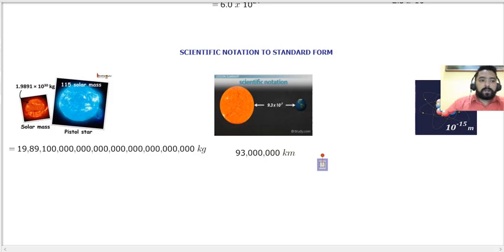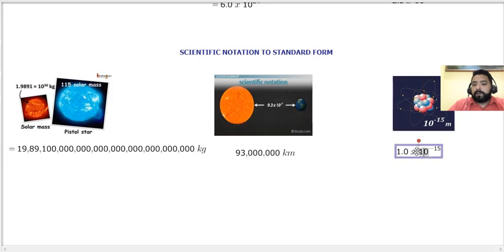Now in this one, as you can see, we have 10 to the negative 15. You can write 10 to the negative 15 as 1.0 times 10 to the negative 15. It's the same. So remember, this is negative. Okay, so how are you going to write this number in standard form? Remember, this is going to be a short quantity because it's a negative exponent. So remember, we need 15 places.